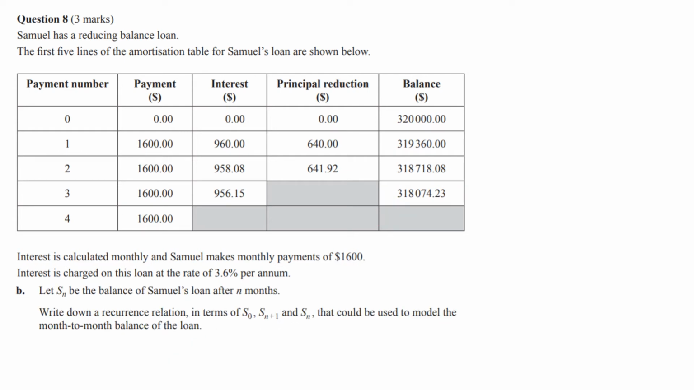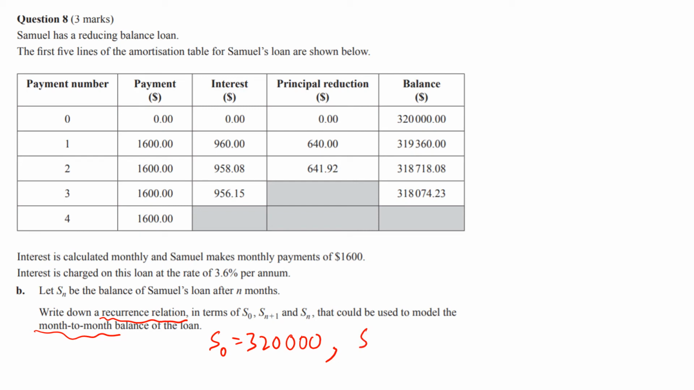Okay, so we need to write down a recurrence relationship, and it's for a monthly basis, which is what the question's about, because it's a monthly amortization table. Very important to use the S, because they said to use S for Samuel, not V, because the textbook often uses V, so you think it's always V. It's not always V. Now to do this, we know S naught, so S naught equals 320,000. Very important, no comma, you can lose the mark because it's not correct.